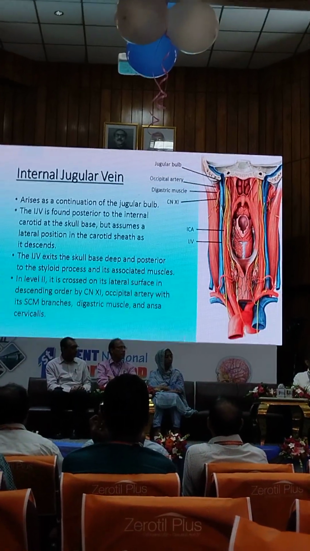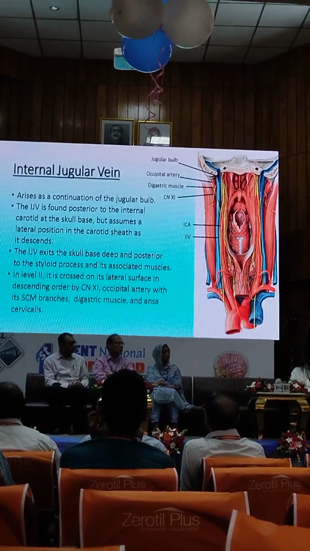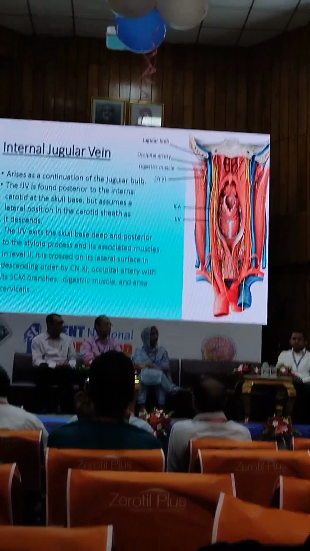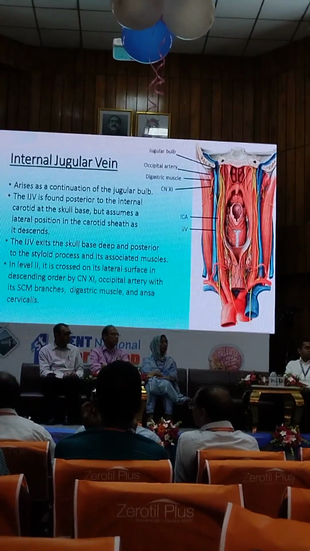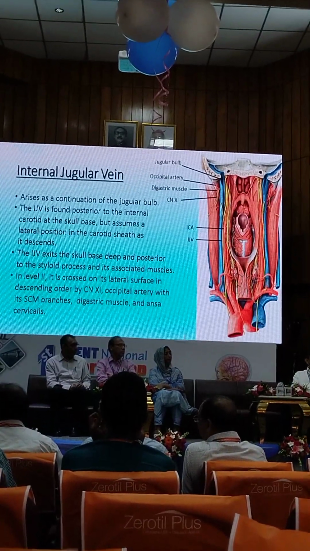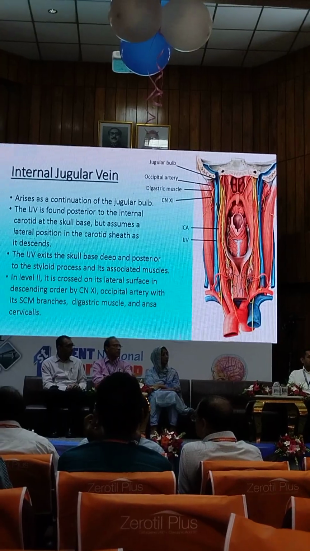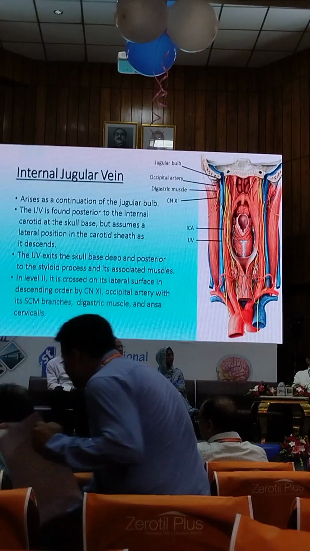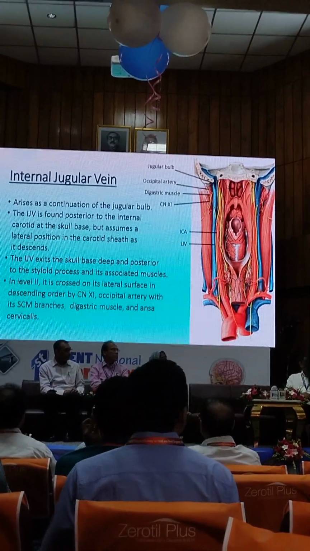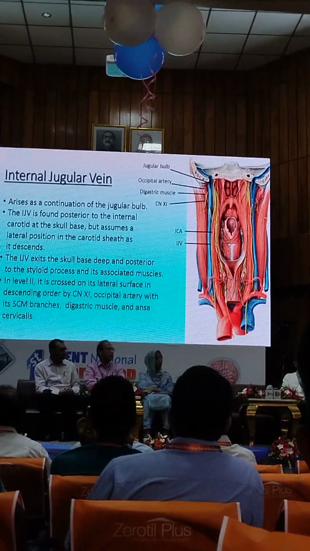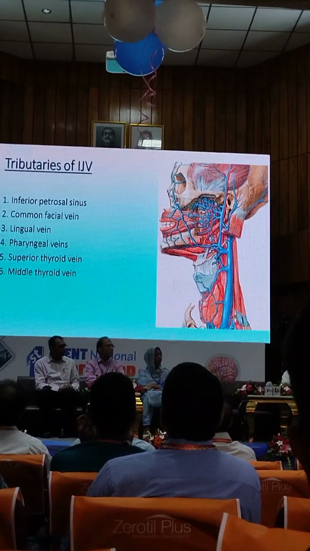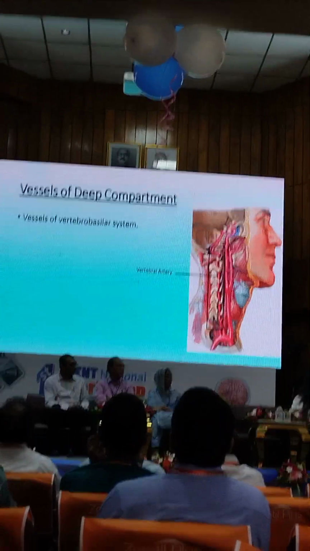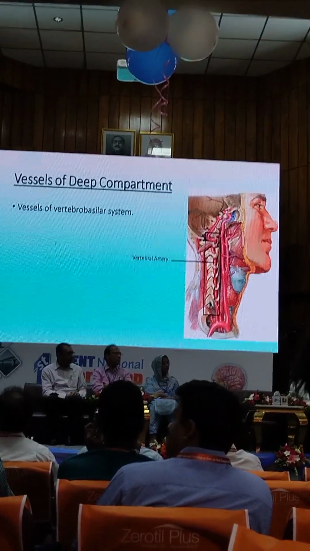The internal carotid has no branch, and the internal jugular vein is important. It is the continuation of the jugular bulb, and at level 2 it is crossed on its lateral surface, in descending order, by the spinal accessory nerve, occipital artery, and digastric muscle. These are the tributaries of the internal jugular vein, and the vessels of the deep compartment are vessels of multiple systems.